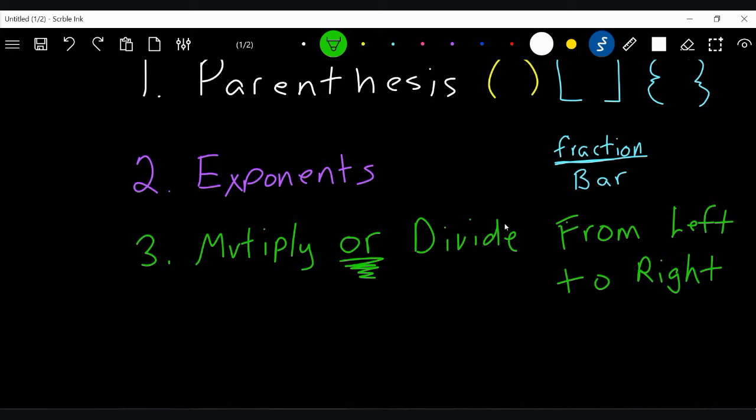And so you always want to do multiply and divide in the same step. Okay? It's not multiply, then divide. That will mess you up. So multiply or divide from left to right. And then that will bring you to the final step. Step number 4 is add or subtract.